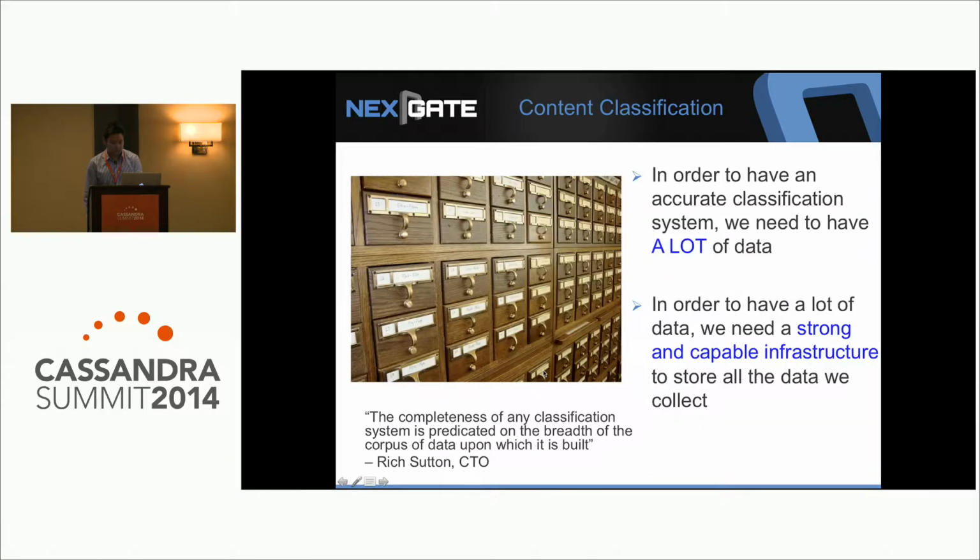All right. The machine learning experts and statisticians in the room know that in order to have a good classification system, you need a lot of data. And in order to have a lot of data, you also need a strong infrastructure. I like to give a quote by Rich, our CTO: the completeness of any classification system is predicated on the breadth of the corpus of data upon which it's built. Think of email, spam and ham. It takes a lot of data to do that correctly. Imagine if you had 100 categories. Not only do you need breadth, but you also need depth for those categories as well. So you need to collect a lot of data, and we need a strong and capable infrastructure in order to do so.